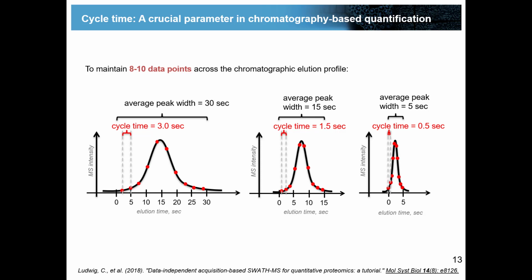So the point I want to make with this figure is that if you think about targeted proteomics, actually if you think about any type of quantitative proteomics, because this is equally true for also shotgun proteomics and MS1-based quantification, you always must make sure that your cycle time is in accordance with your average peak width on your specific LC setup.